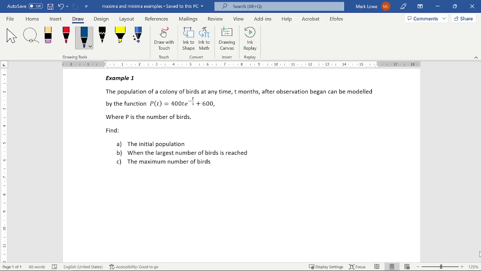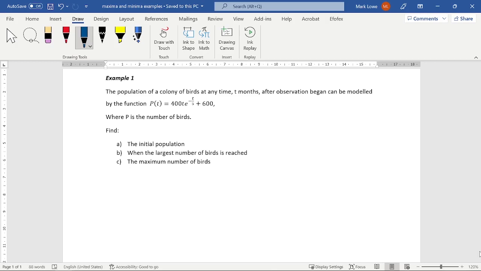So the first example is a situation where we're given the equation which models a particular situation, and we use that to find some maximums or minimums or something like that. The second example is a situation where we're not actually given the equation, we need to obtain that equation somehow.